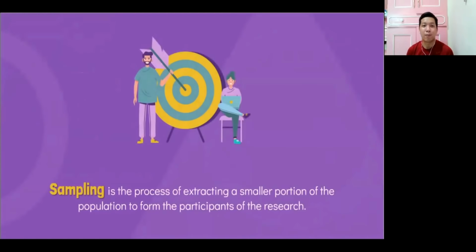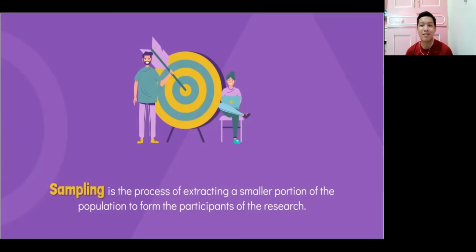When we say sampling, it is a process of extracting a smaller portion of the population to form the participants of the research. Sampling is a technique of selecting individual members or a subset of the population to make statistical inferences from them and estimate characteristics of the whole population. Now remember that different sampling methods are widely used by researchers so that they do not need to research the entire population to collect actionable insights, which we are going to discuss later on.